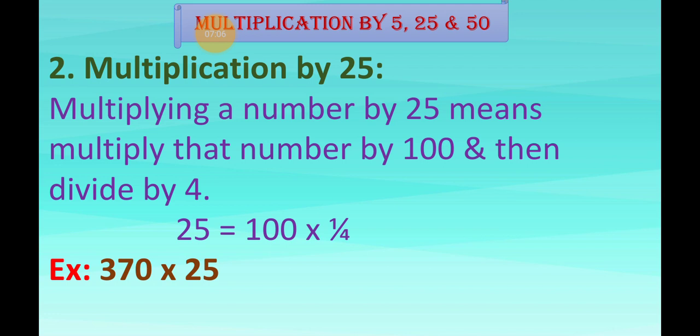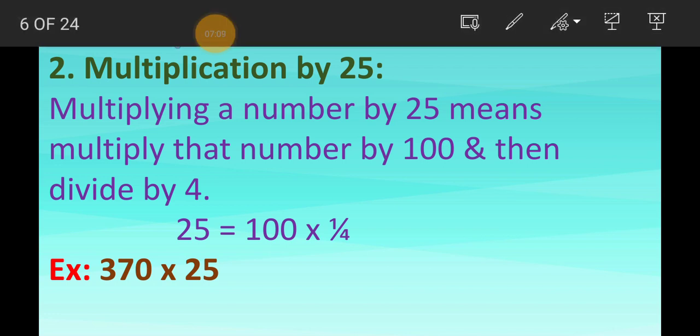Multiplication by 25. Now if I talk about 25, 25 is a half of 50, or I can say it is a 1/4 of 100. If you know the table of 25, 25 ones are 25, 25 twos are 50, 25 threes are 75, and 25 fours are 100. It means 25 is a 1/4 part of 100. So instead of 25, I can use 100 into 1 by 4. 1/4 of 100 means 100 into 1 by 4.